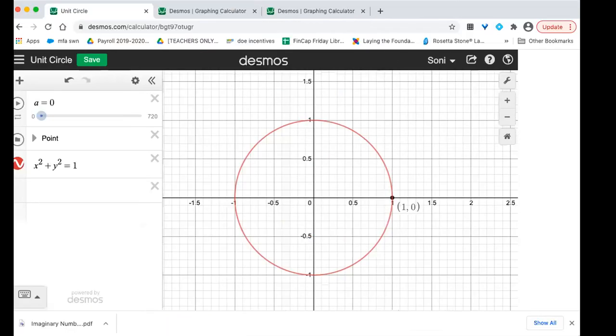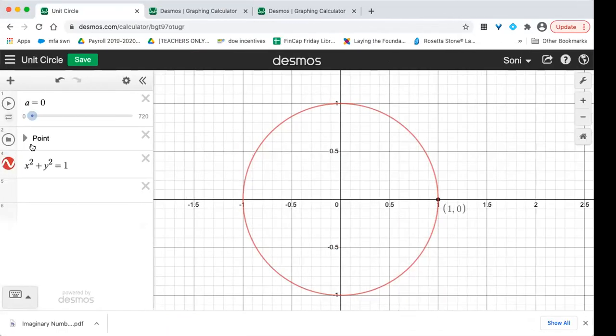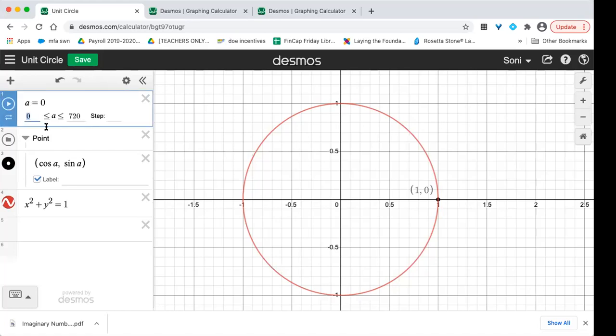You'll notice here I have a unit circle that I've graphed, x squared plus y squared equals 1. I've hidden this point right here, but I put in a point (cosine A, sine A), and I made sure to label it. That's how I can see the coordinates. The reason I wrote cosine A, sine A is because it opens up a slider. Here, this slider, I put it from 0 to 720.